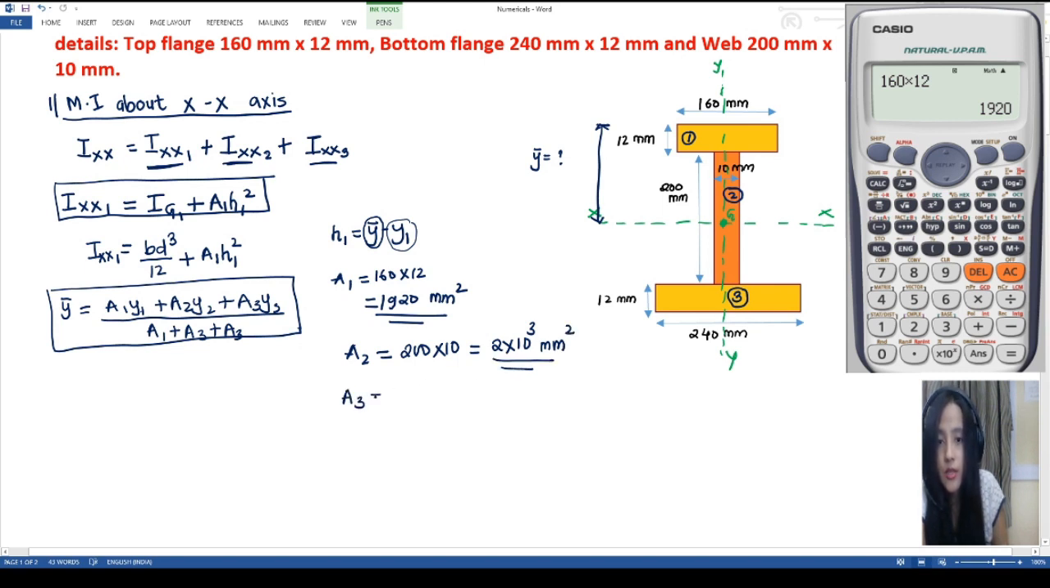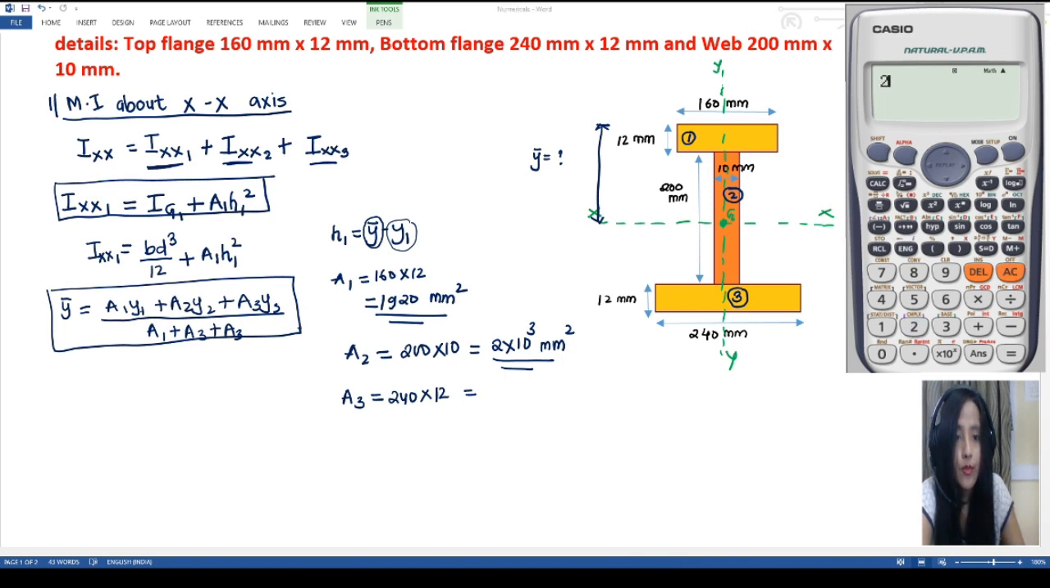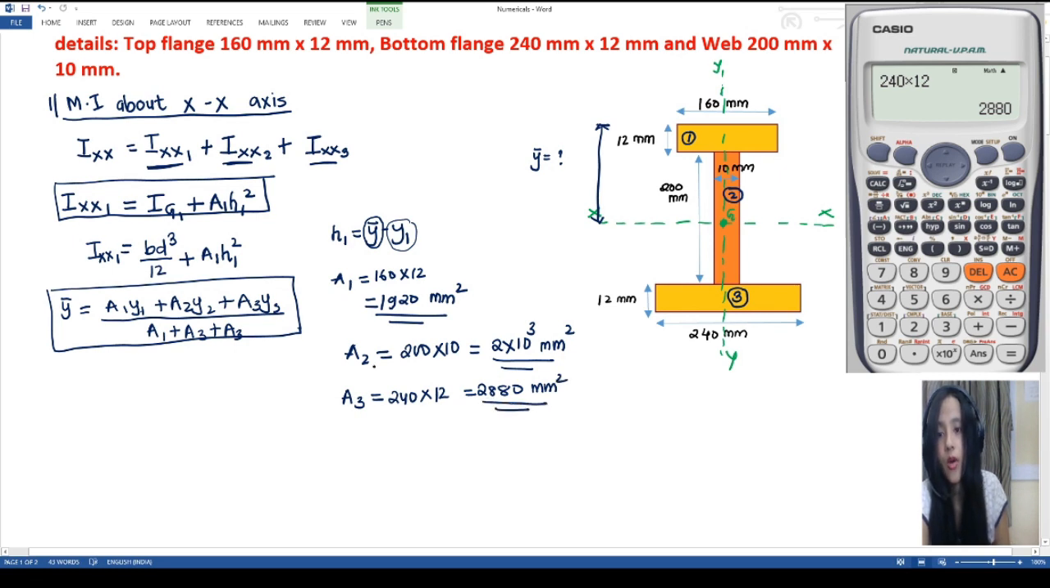Area 3, A3, for the bottom flange, will be equal to 240 into 12. Let us solve this in the calculator again. 240 into 12 is coming 2880 mm square. So now we found A1, A2 and A3.